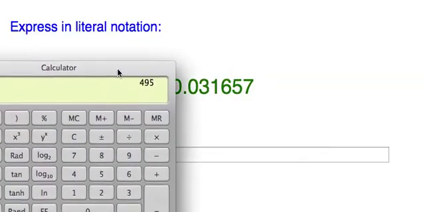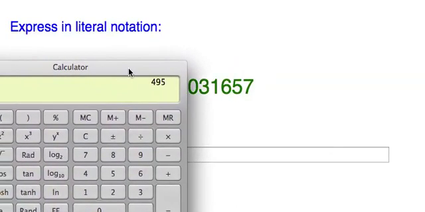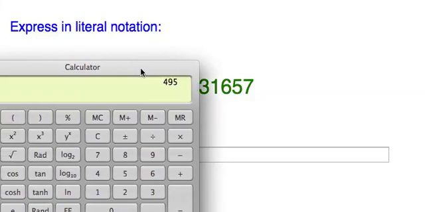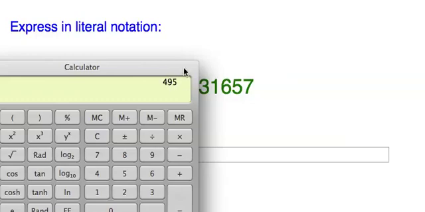So the trick is to cover up the decimal point and any leading zeros before you get to actual digits, and then read that number. It's 31,657. So what you want to do is break it up into every three numbers.